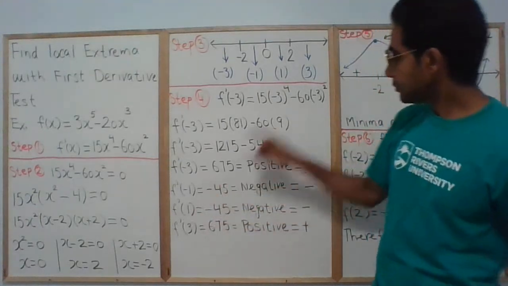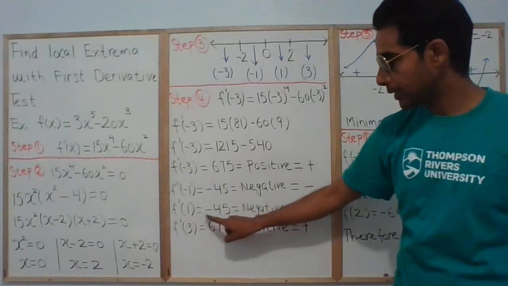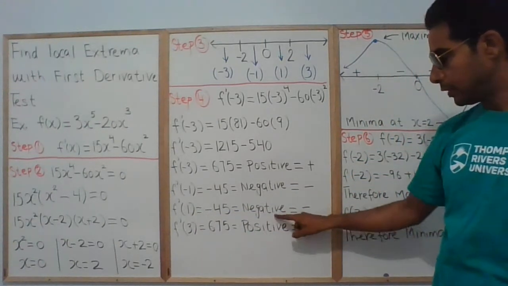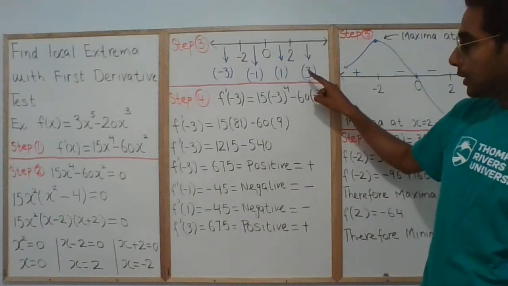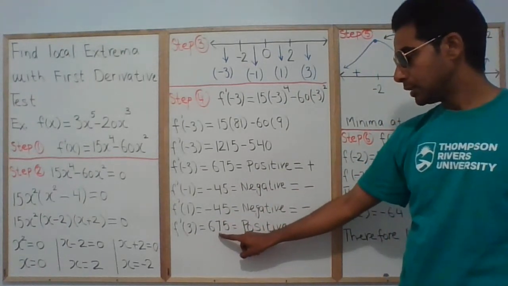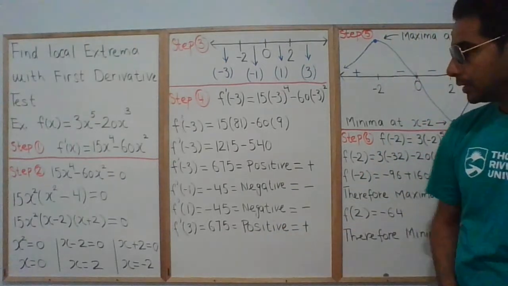Similarly, when you replace x by 1, f dash 1 is going to be negative 45 again, which is a negative number, and f dash 3 is going to be positive 675. So that is, I wrote positive.